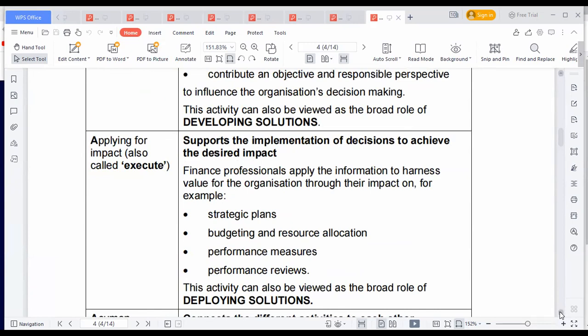Point number four, sorry about that, guys. We now apply for impact, which means the information that we have given to top management now supports the implementation of decisions to achieve the desired impact. So now we have influenced managers to make certain decisions. When they are implementing those things, they are applying for impact. They are now executing. They are putting the decision into effect. Implementation, right? Putting the decision into effect, that is implementation.